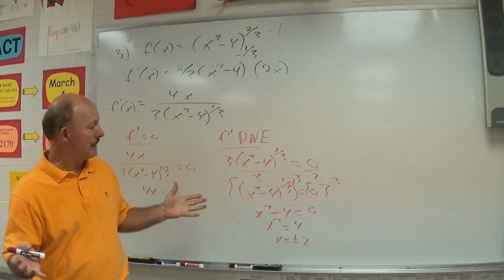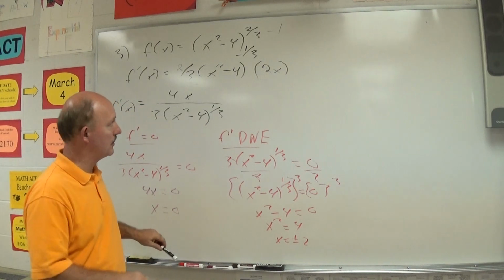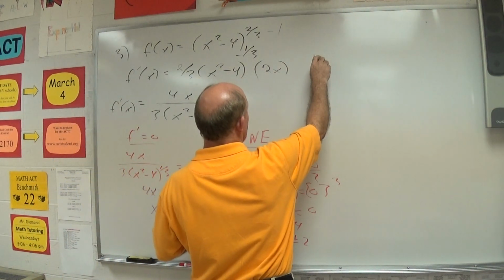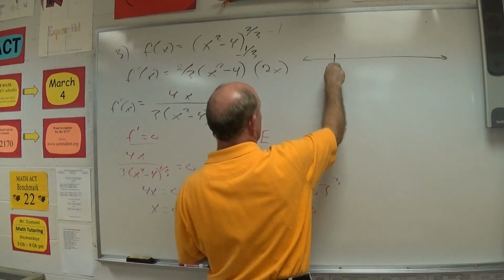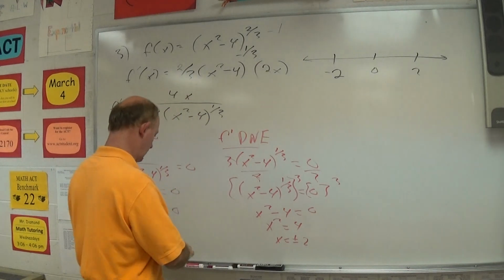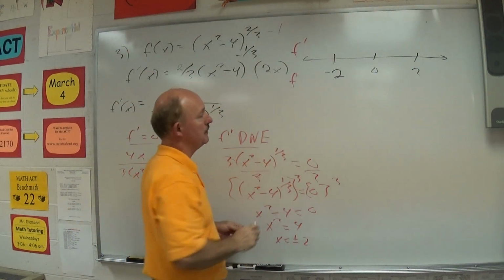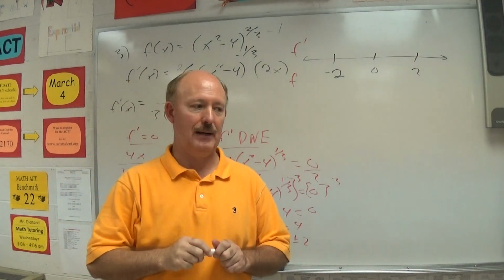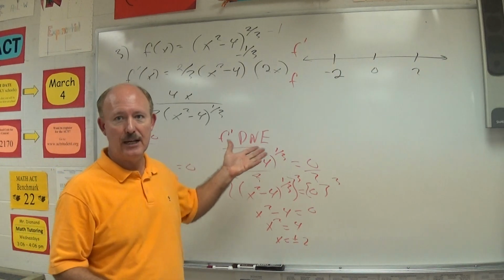Now we want to see what's happening to the graph at each one of these critical numbers. Let's see if it's a relative maximum or a relative minimum. So let's start our wiggle graph up here, and we've got -2, 0, and +2. Let's see what's happening here. We'll describe the derivative and then the function underneath the wiggle graph. So we set this up, and we're going to pick out a test value.